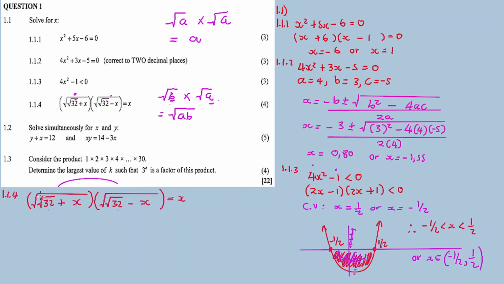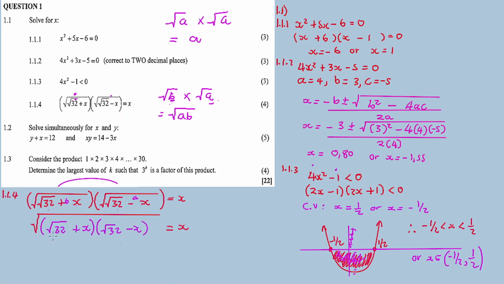So now we are going to do the same thing. You see this square root, there's a square root 32 plus x and square root 32 minus x. The numbers under the square roots are not the same. This one is b and this one is a. So when I multiply these roots, I'll get a huge square root, just like square root b times square root a. It's the square root of a times b.